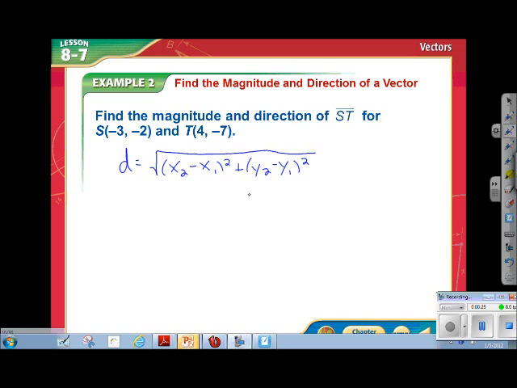The only thing I would caution you about, and it's really not going to make a difference, but in vectors, get in the habit of starting with the terminal point first. So label your terminal point as your x2, y2. T was the terminal point because it came last in the name of the vector. So when you go to do this, I would subtract the x's, so I would do 4 minus negative 3, squared.